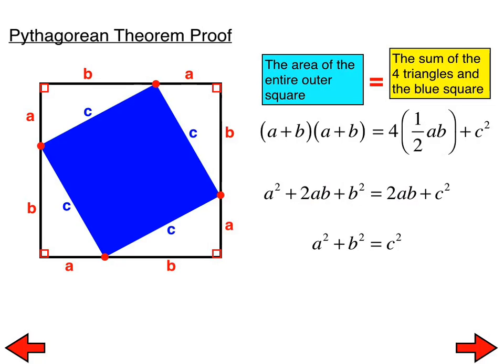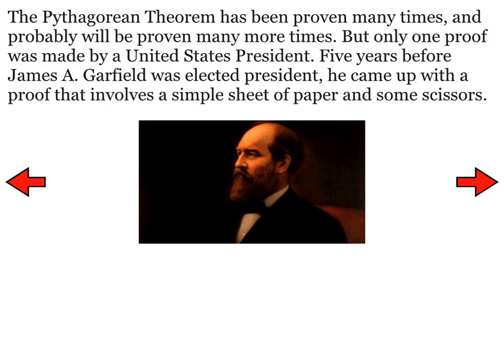All right, so that's one proof of the Pythagorean theorem. Another very popular one was actually an original proof by a former president, James A. Garfield, and I'll read what it says up here. The Pythagorean theorem has been proven many times, as I said a few minutes ago, and probably will be proven many more times. But only one proof was made by a United States president.